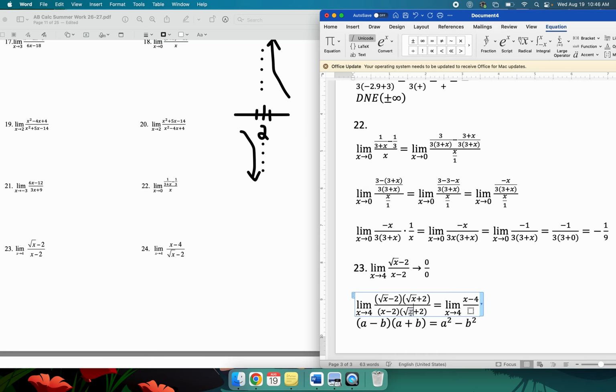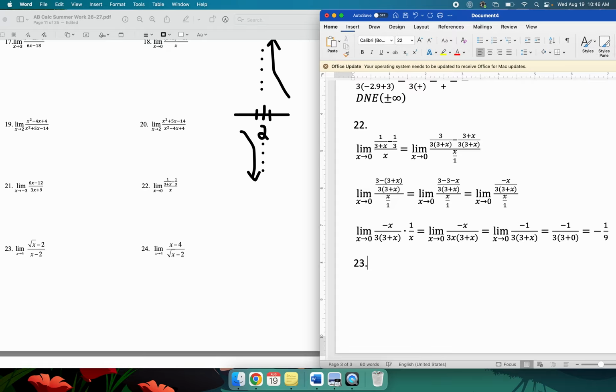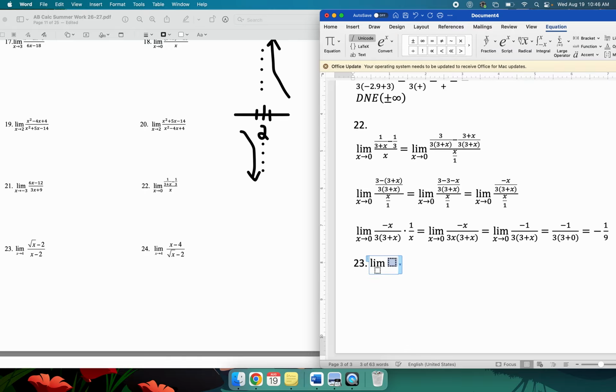Oh my god. You do not get 0 over 0. Oh yeah, you do. No, you don't. You don't get 0 over 0 on this problem. What am I talking about? No. This is what happens when you've done too many calculus problems, sometimes you just assume that you know what the problem is that you're looking at.